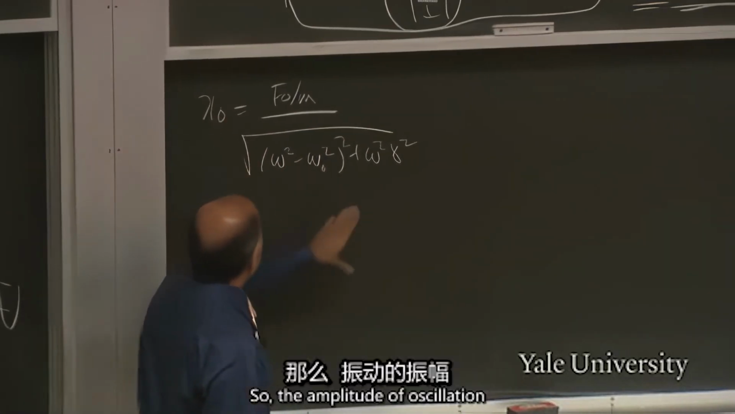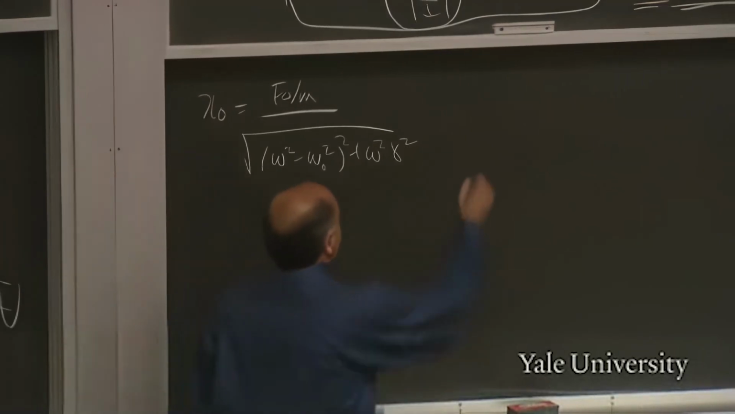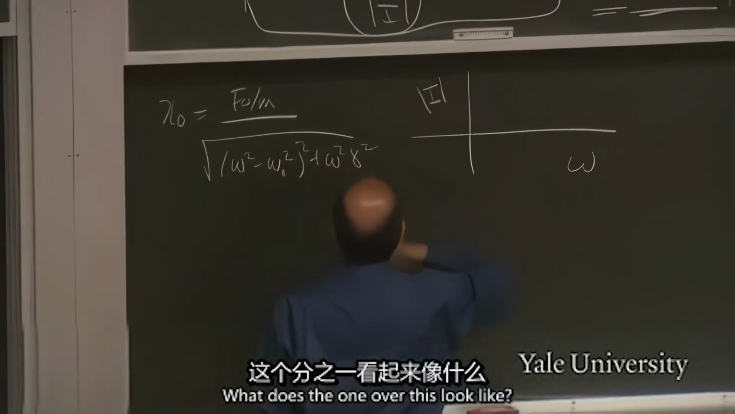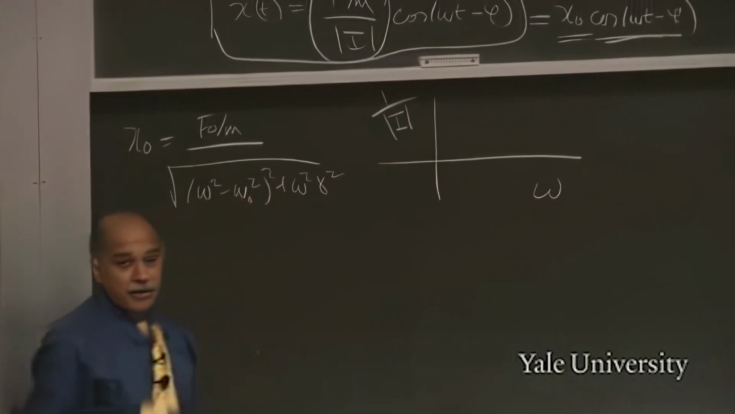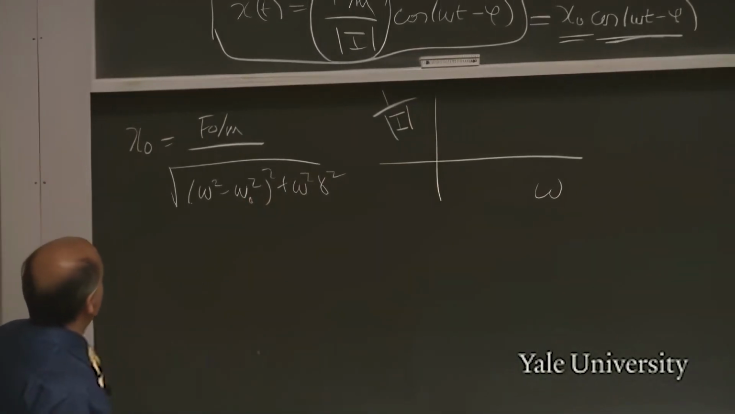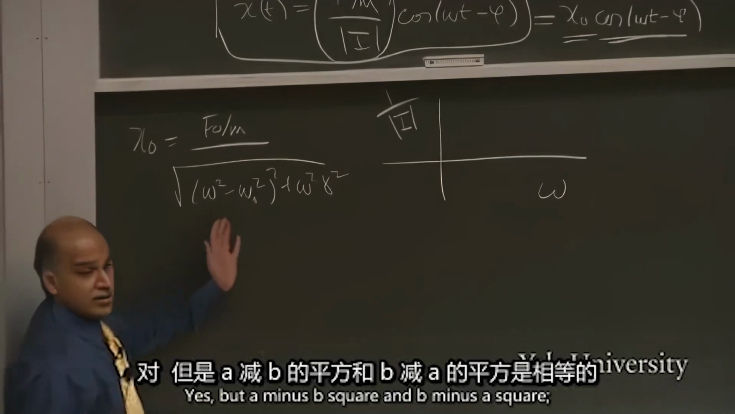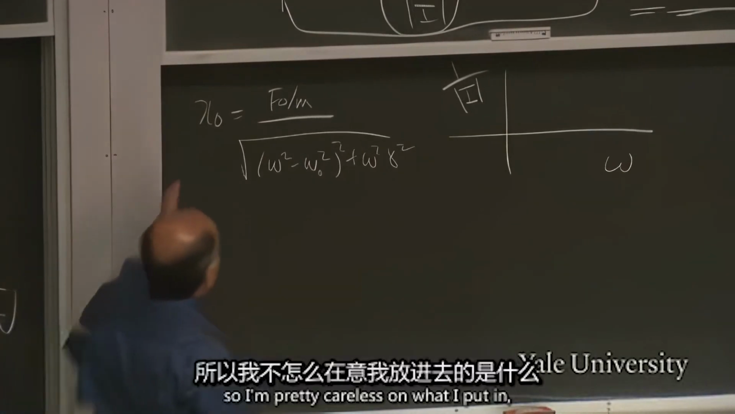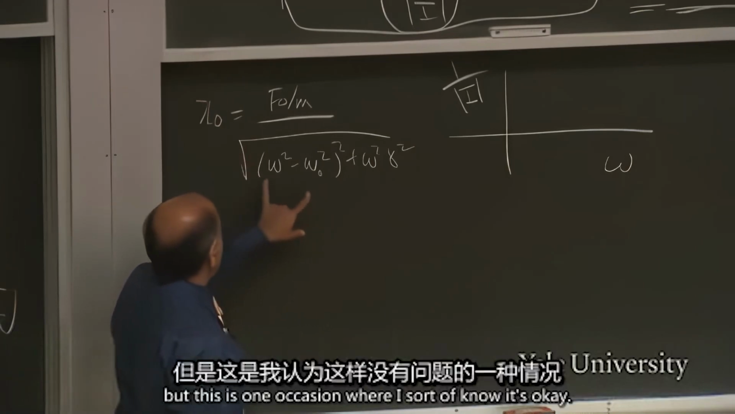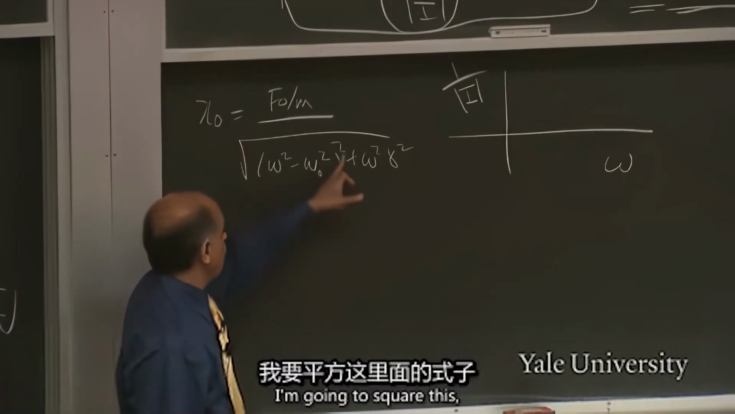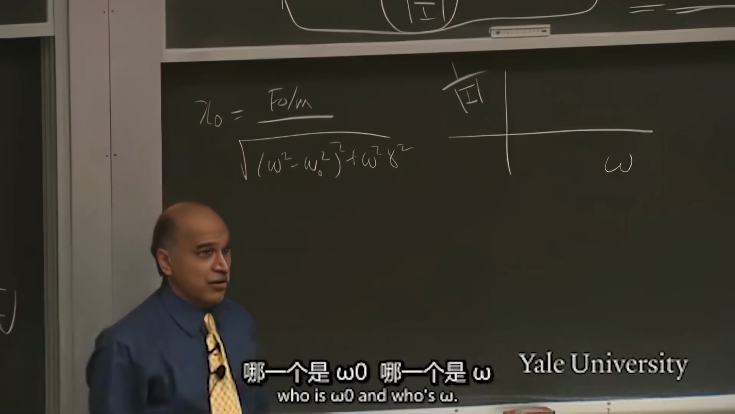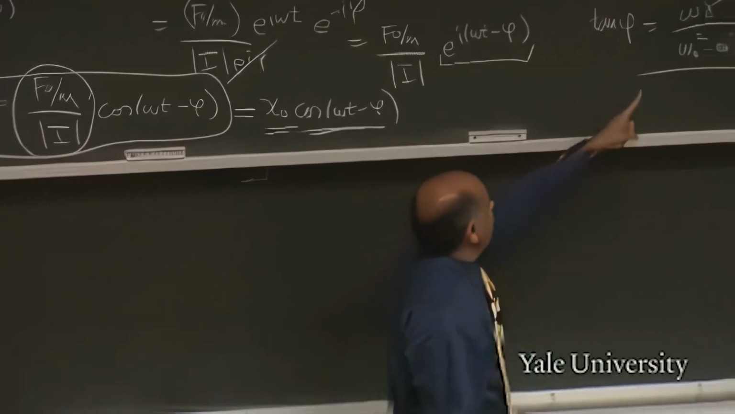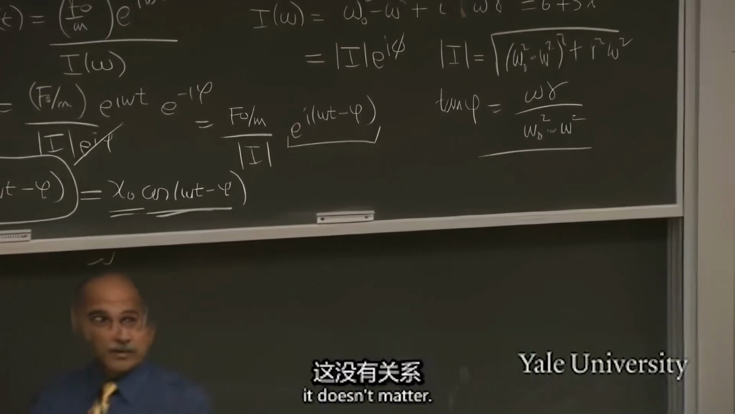So the amplitude of oscillation depends on the frequency. So you've got to draw the graph. As a function of frequency, what does 1 over this look like? Pardon me? Isn't that ω0² minus ω²? Yes, but (a − b)² and (b − a)² are the same. That's why I've not been paying attention. I'm pretty careless on what I put in, but this is one occasion where I know it's okay, because I'm going to square this. I don't have to remember who is ω0 and who is ω. I have to be very careful where I don't square things, like here. But if I'm squaring it, it doesn't matter.